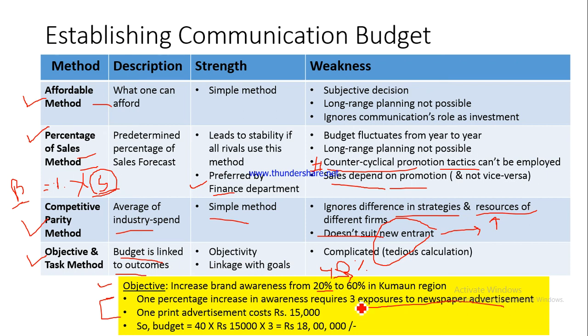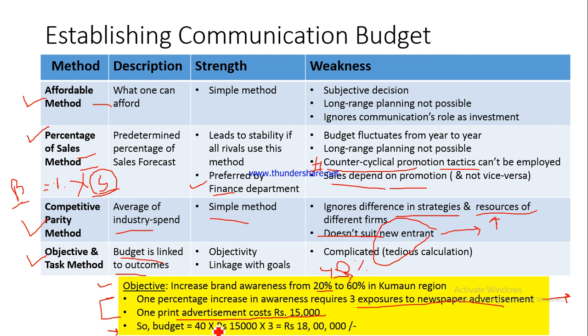We need our target audience to see the ad at least thrice, right? Now we know that one print advertisement shall cost us rupees 15,000, right? Fine. Now we will be deciding the budget based on these pieces of information. This is the objective, this was the task. We had to increase the exposure of our target audience to newspaper advertisements, and now we are trying to calculate the budget, right?